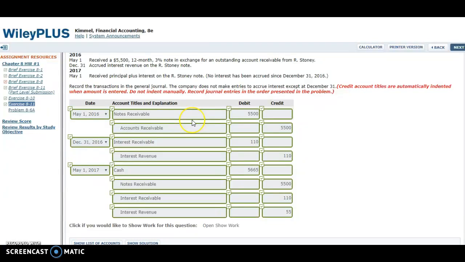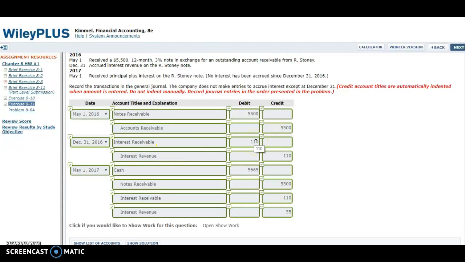So you will debit the notes receivable account for $5,500. Then you will credit accounts receivable for $5,500. So then on December 31st, you will calculate the accrued revenue for this previous note. So first you'll do interest receivable, and that account will be debited, and then you will credit interest revenue.